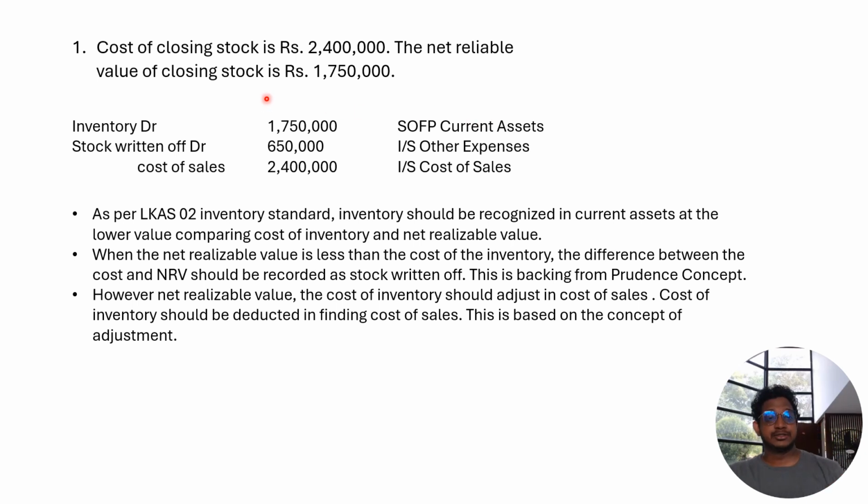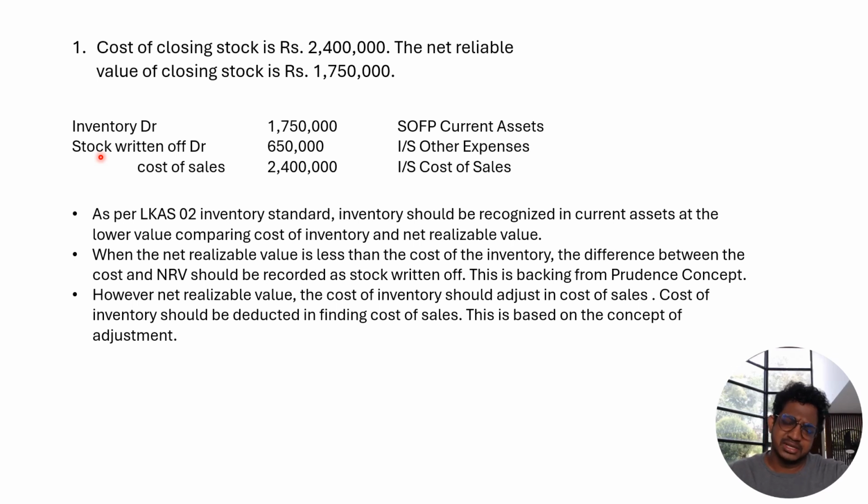Okay. So first one, cost of closing stock 2,400 and the NRV 1,750. According to LKAS 2, when the cost and the NRV are given, you have to identify your closing stock in your SOFP at the lower value always, comparing those two, cost and the NRV. If the NRV is lower than your cost, it is an expected expense that can happen. That expense name is stock written off.